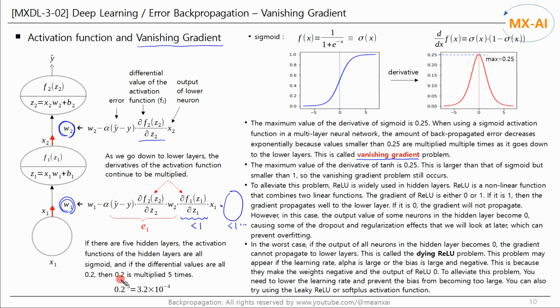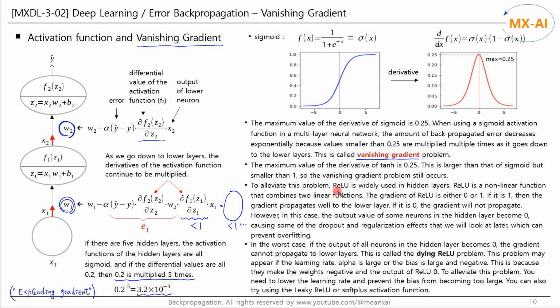If there are 5 hidden layers, the activation functions are all sigmoid, and the derivatives are all 0.2. Then 0.2 is multiplied 5 times. Then we get this small value. On the other hand, if the derivative of the activation function is greater than 1, the gradient increases exponentially as it goes down the layers, because this value is multiplied many times. This is called the exploding gradient problem.